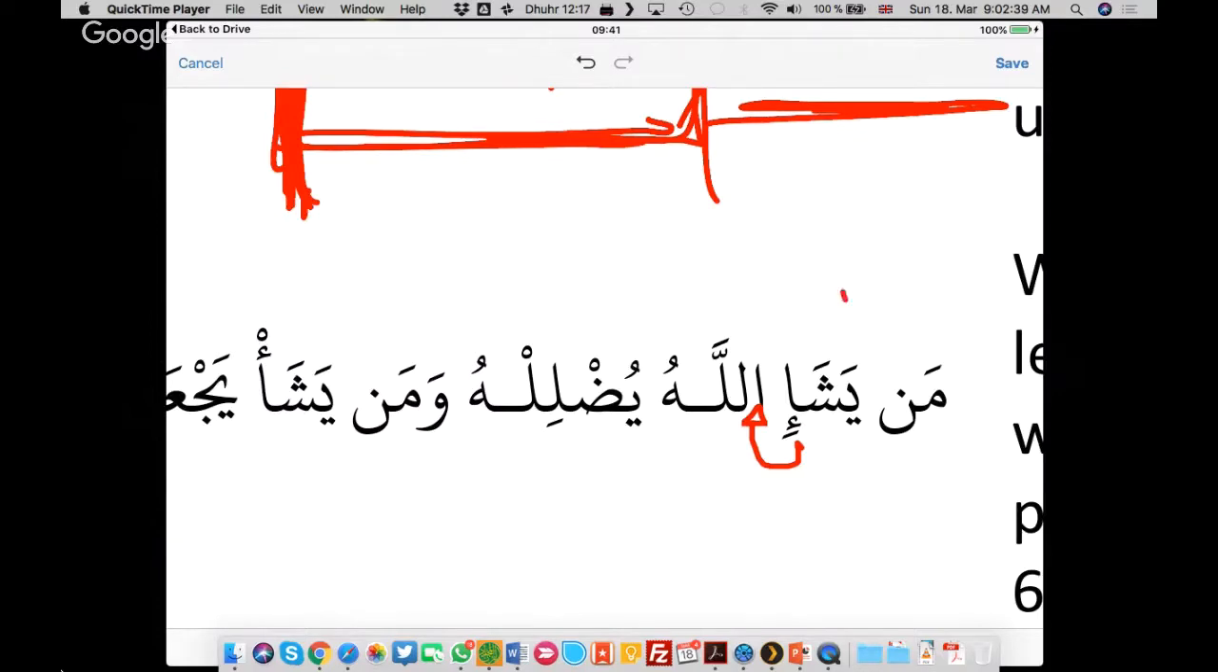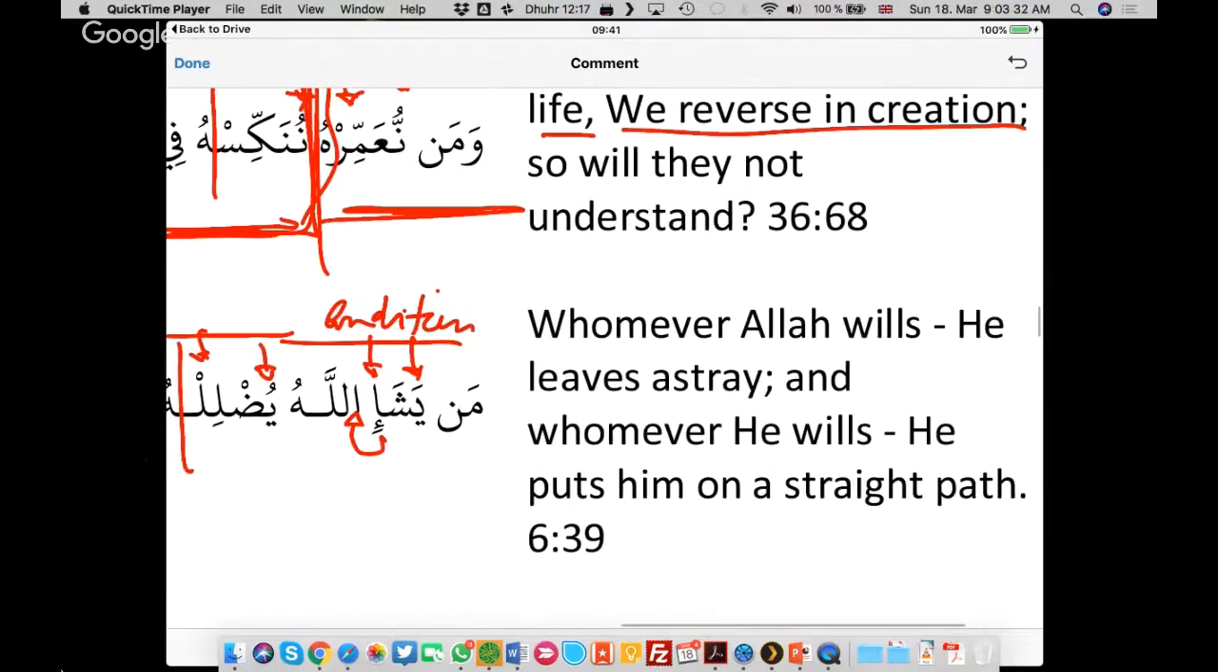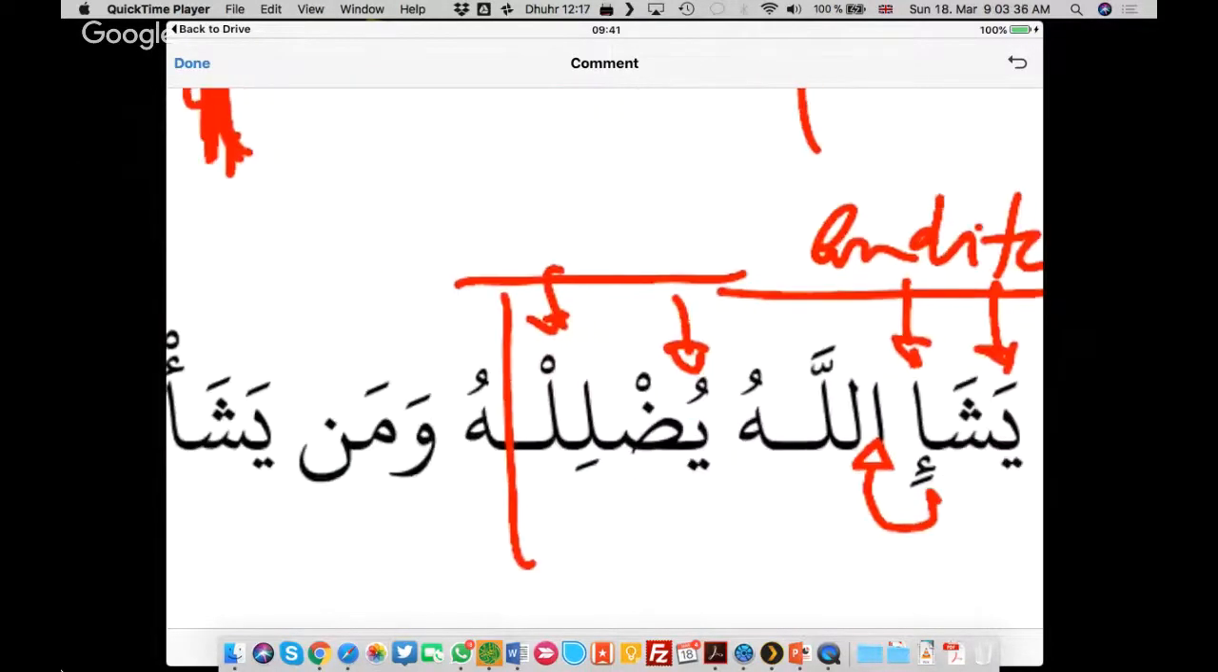So I found this fi'l, which is the lightest form here, and I found the outside doer, and I found the ism mawsul, and it's the lightest after the ism mawsul. Man yasha'u, whoever Allah wishes, this is a condition. Yudallil-hu: hu is an attached pronoun, and you see it's the lightest form again of the present tense fi'l. So that becomes the answer to the condition, the jawabul shart. He misleads him, or lets him go astray, dalla yudillu. So whomever Allah wills, he leaves astray. This is the answer to the condition.